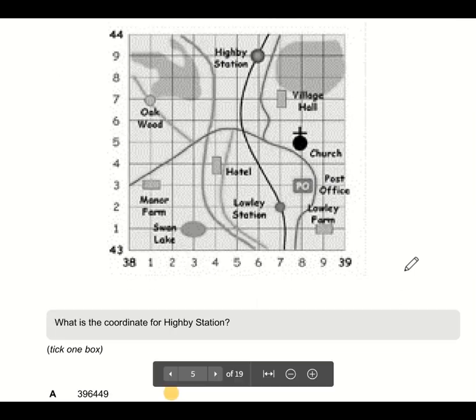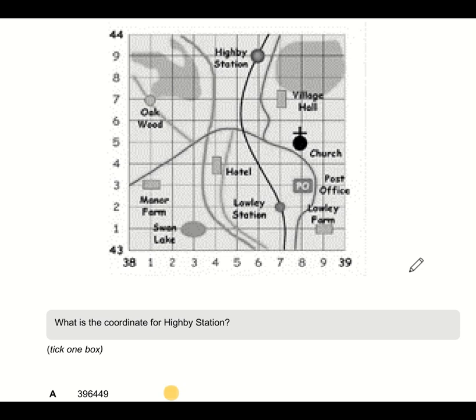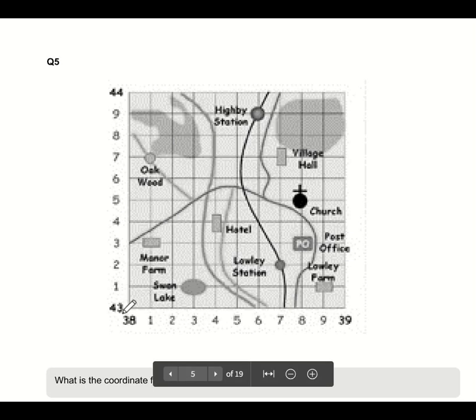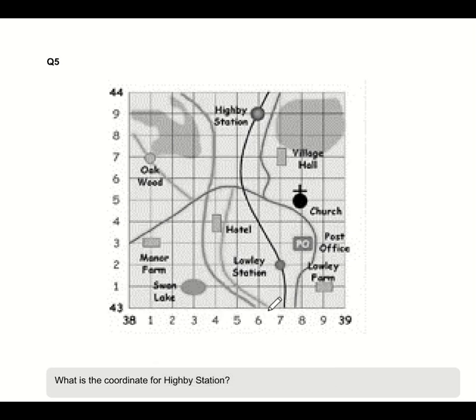Okay, question number 5. What is the coordinate for Highby Station? So remember, with coordinates we go along the corridor and up the steps. So we're going along to 6 and up to 9. So you might be thinking it's 6, 9, but actually we can see we've got a grid reference here.